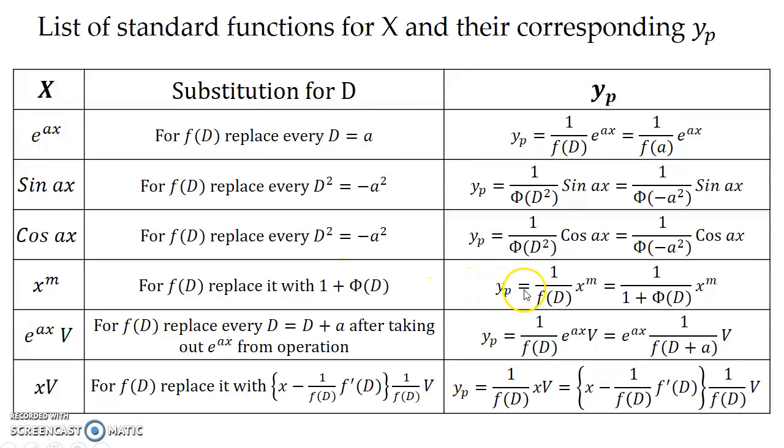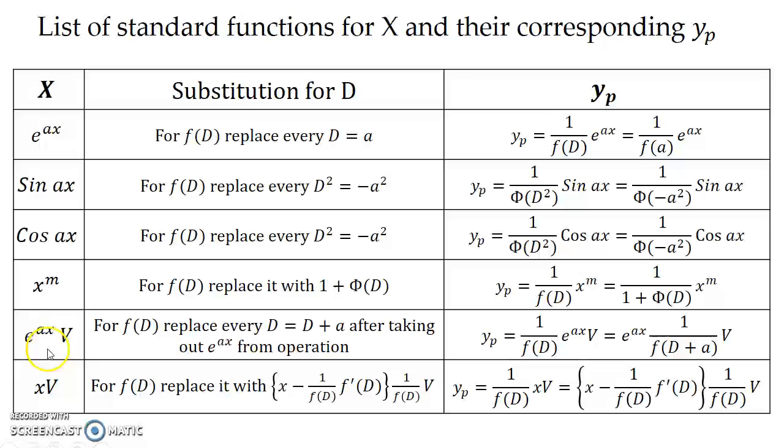That means yp that I am going to get is 1 upon fd. Since fd is to be replaced with 1 plus phi d, 1 upon fd operating on x raised to m will give me 1 upon 1 plus phi of d, x raised to m. Now what we have to do with this, we will discuss later on in the individual lecture series.